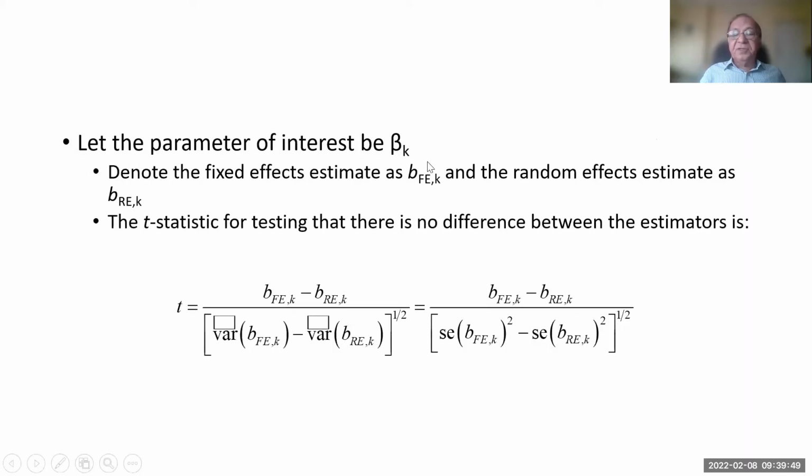Let the parameter of interest be beta. Denote the fixed effect estimator as b_FE and the random effect estimator as b_RE. The t statistic for testing that there is no difference between the estimators is a simple t-stat formula. So beta, which we are getting as fixed effect, minus beta as we are taking it as random effect, divided by the variance of the difference between beta fixed effect and beta random effect, and we take the square root, which will give you ultimately the standard error. So t-stat is basically b upon standard error of b. So we have taken the difference and then we have taken the standard error. This is the way the Hausman test works.